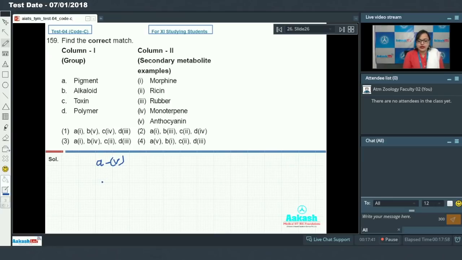Alkaloid, an example of alkaloid is morphine, so B with 1st. Toxin, example of toxin is ricin. And D, that is polymer, and rubber is a polymer, so D here matches with 3rd. So the answer for this question is option 4.